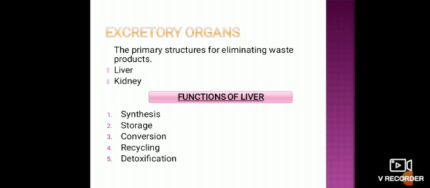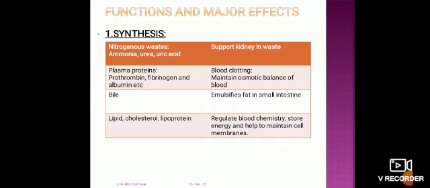Mainly two organs in the body discharge waste products. First is the liver and second the kidney. Here we will discuss the liver and its function in detail. The main functions are synthesis, storage, conversion, recycling, and detoxification. Let us consider them in detail.